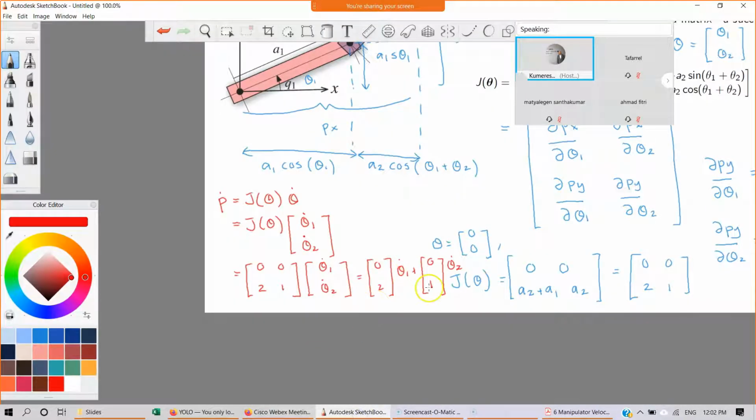So if you have, let's say, theta 2 dot is 0, that means joint number 2 does not move. But then you have non-zero theta 1 dot, let's say 1 radian per second. That means the angular velocity of joint number 1 is 1 radian per second. From this equation, you can see that your end effector, or the point P, will move 2 meters per second in y direction.